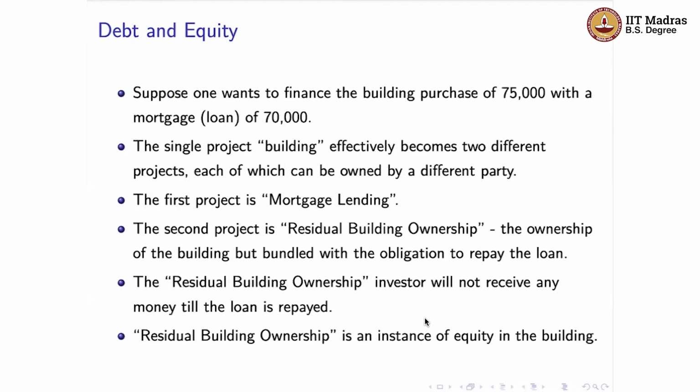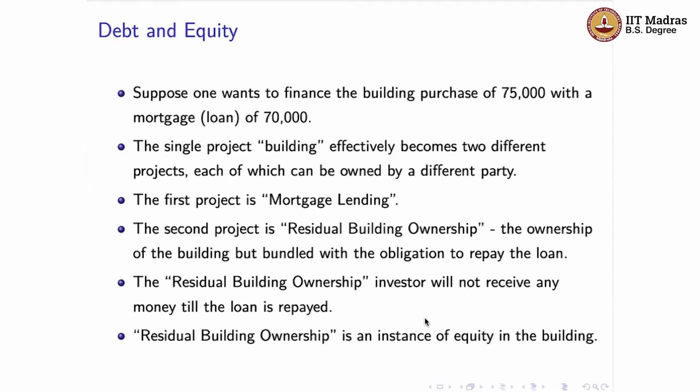To see how this works, let's take an example, which is a continuation of the building example we have been looking at. Remember that the building had a cost of 75,000. In the previous case, we saw somebody putting in their own money for this 75,000, and we calculated the rates of return. But now imagine that this person, instead of putting in completely their own money, took out a loan worth 70,000 to finance this purchase, and put in the remaining 5,000 out of their own pocket.